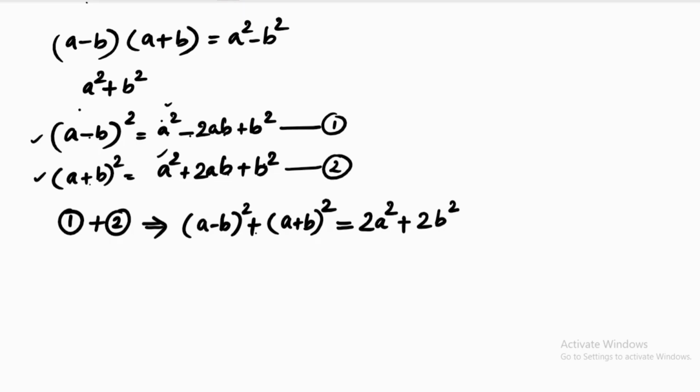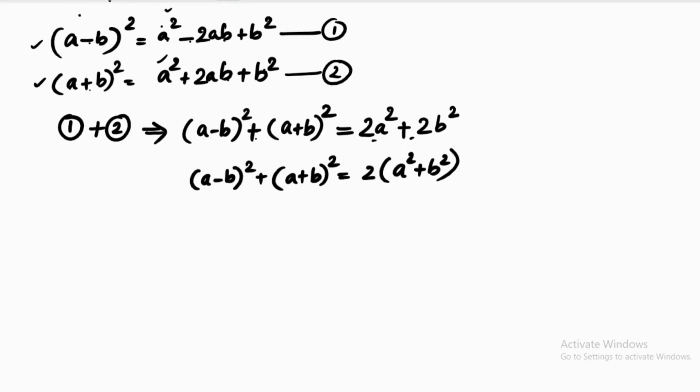Now we have a minus b the whole square plus a plus b the whole square equal. You take 2 outside from both these terms. We have a square plus b square left. No doubt, right? We have taken 2 outside. So what is remaining inside? We have a square plus b square.